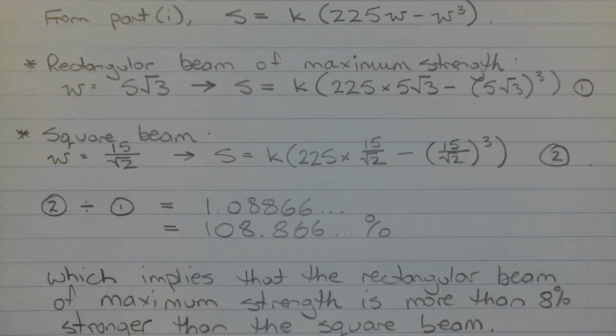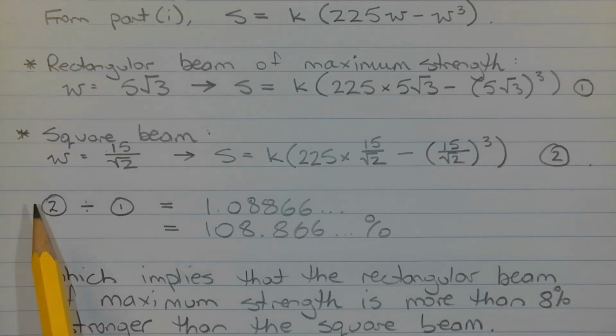Now for a square beam, w is equal to 15 over root 2. So the strength S is equal to k times, open bracket, 225 times 15 over root 2 minus 15 over root 2 in brackets cubed, close bracket, and we'll call this equation number 2.